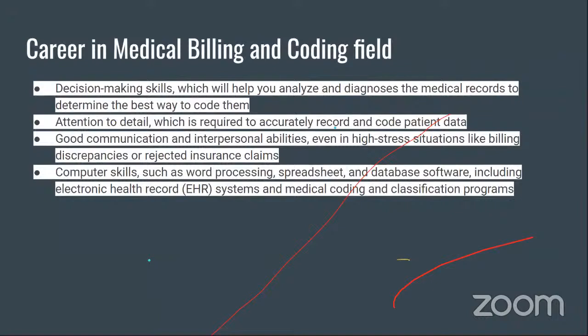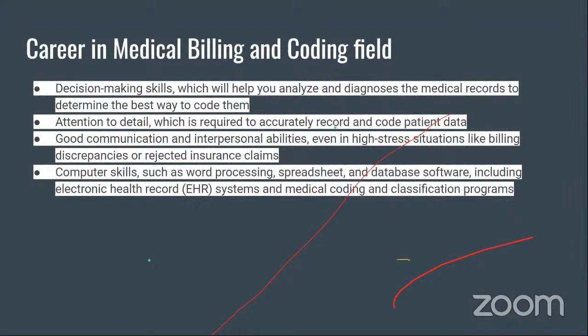Then I would like to go a step further here, and give you the following qualities that one needs to have in order to be successful in this field. Decision making skills. I feel this is important for any career field, but it is rather crucial in the medical coding field, because that will help you analyze and diagnose the medical records to determine the best ways to code them. You will need to have attention to detail, which is required to accurately record and code patients' data.